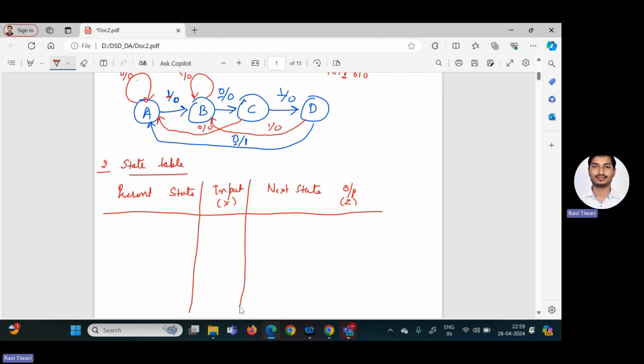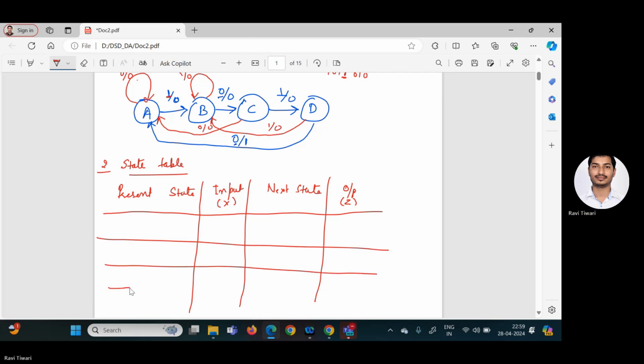How many states are there? Total 4 states are there. So I'm making 4 lines here: 1, 2, 3, and 4. Here I'm writing A. Why? Because in state A, the input can be either 0 or 1. That's why I'm writing it 2 times. Similarly, B: here also the input can be 0 or 1. C: here also the input can be 0 or 1. And in state D also, the input can be either 0 or 1.